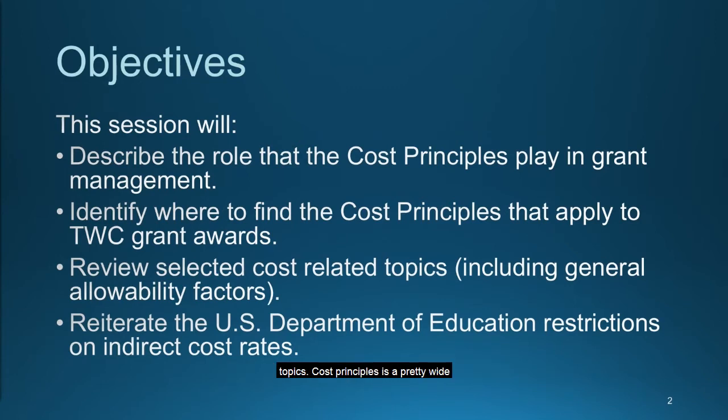Cost principles is a pretty wide set of topics, surprisingly. So we're going to focus on a few today that are more hard-hitting and very key to the basic understanding of things, including those general allowability factors. You may notice necessary and reasonable, allocable, those kinds of things. We're going to touch on those among other things today. And then we're also going to touch base on a U.S. Department of Education requirement relating to indirect cost rates, particularly the restricted indirect cost rate. We'll just highlight that, not go into a whole lot of detail on it, but touch base on it, like I said. So next slide.